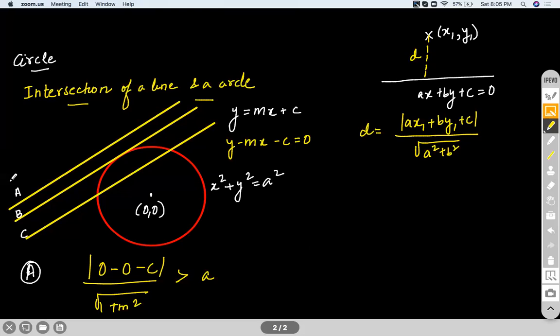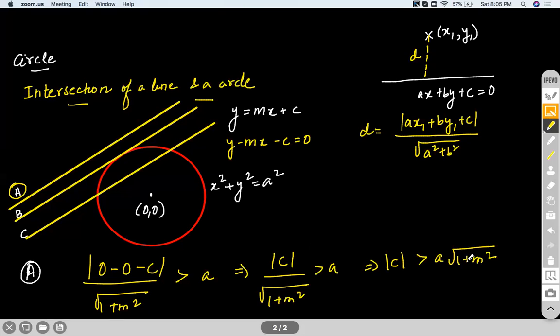For situation A to happen, mod c by under root of 1 plus m square should be greater than a. That means mod c is greater than a under root 1 plus m square, which means c square is greater than a square times 1 plus m square. This is the condition we need to remember where the circle and the line do not even touch each other.